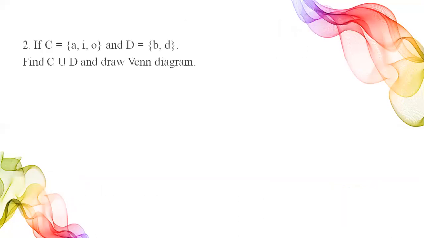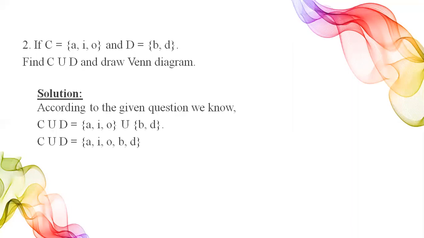Now we are going to take another example in which set C contains the elements a, i, o, and set D contains 2 elements, b and d. We need to find C union D and draw the Venn diagram. C contains 3 elements a, i, o, and D contains 2 elements b and d. So the answer will be a, i, o, b and d.